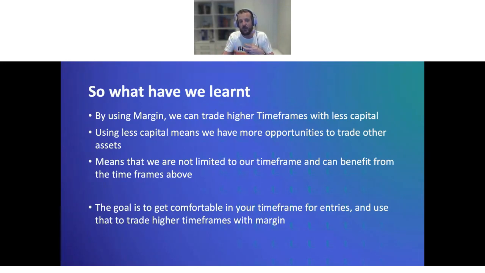And really the goal is to get comfortable in your time frame for entries and use that to trade higher time frames with margin. So if you're comfortable on the 1 hour, you should be aiming to then trade on the 6 hour or even the daily. If you hone your skills and you're very comfortable at that point, margin is going to allow you to trade at a higher time frame. It's going to allow you to increase your potential gains over the long term. And obviously, getting better at entries at a lower time frame is really the goal of what you want to achieve.